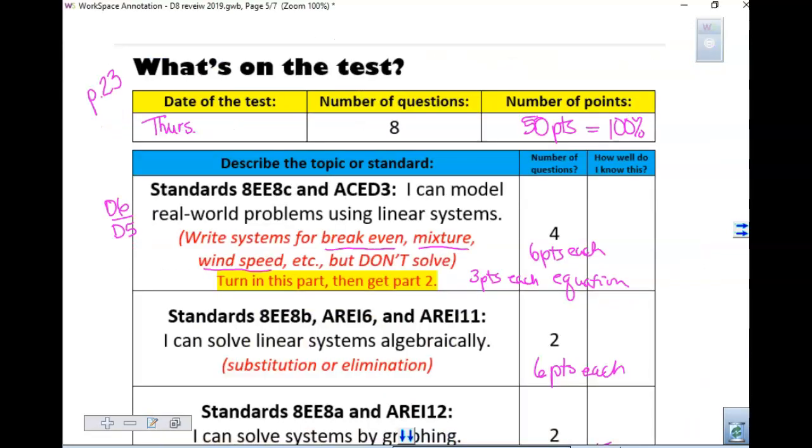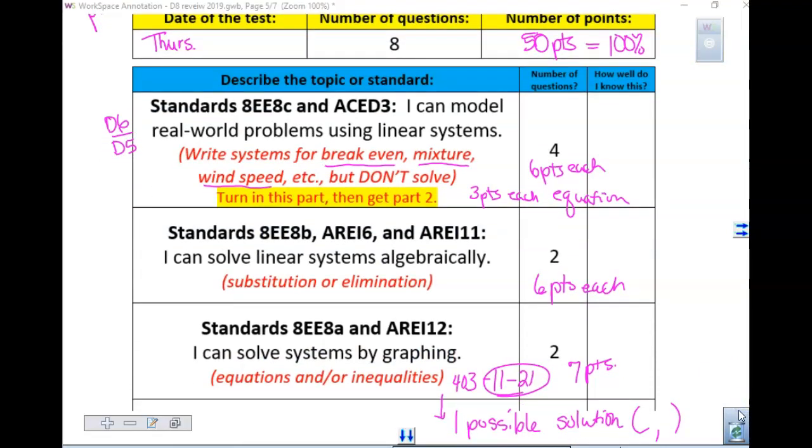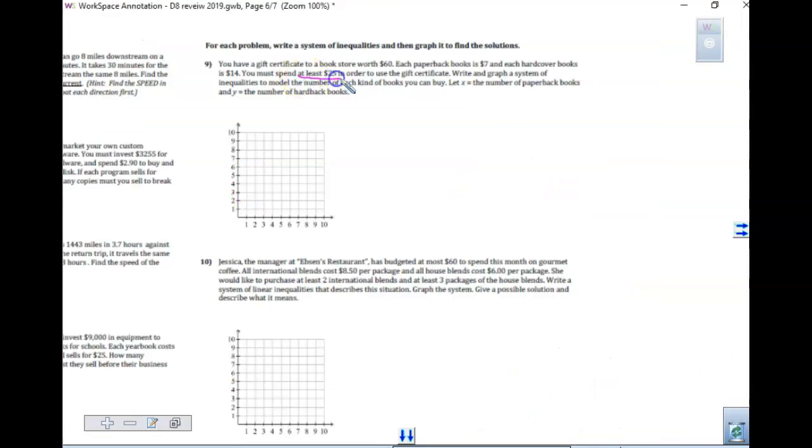So, this is kind of what's gonna be on the test. At least 25, does that mean we wanna spend $20 or $30? $30, right, at least. So, when we write that first equation, we're probably gonna have a greater or equal to 25, okay? And it tells us what X and Y are gonna be. It tells us X is our paperback and Y is our hardcover. So, these are gonna be my hardback books. These are gonna be my paperback.